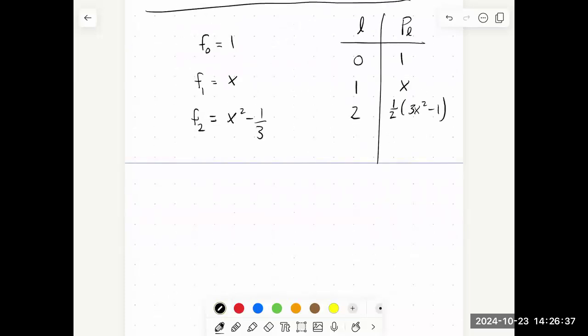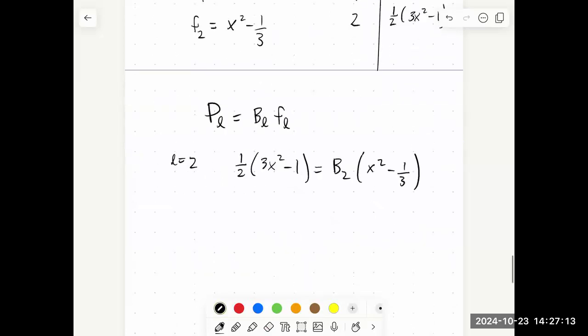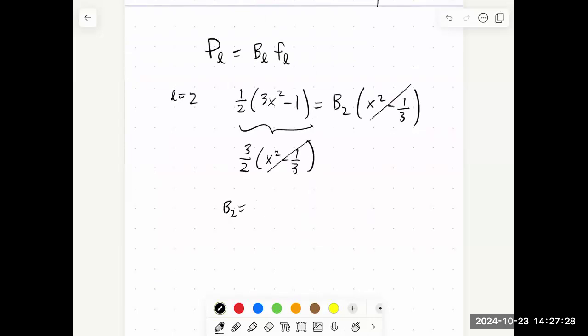So let's suppose we wanted the Lth polynomial to be some coefficient, I won't use c, I think we used that already. Let's say bl times fl. Okay, so if I want p2, I would want 1/2 of 3x squared minus 1 to equal some coefficient b2 times f2, x squared minus 1/3. Okay, let's factor out a 3 from this. So it'd be 3/2 times x squared minus 1/3. And so what we end up with is that this b2 is equal to 3/2.